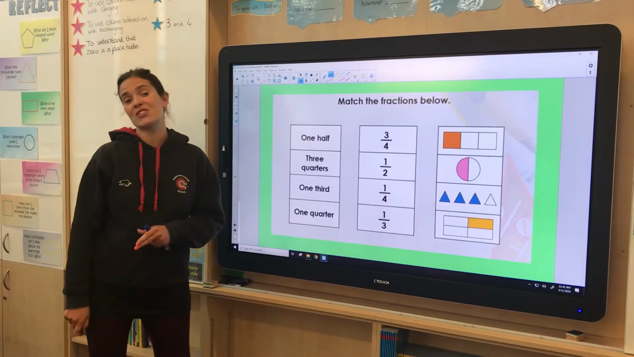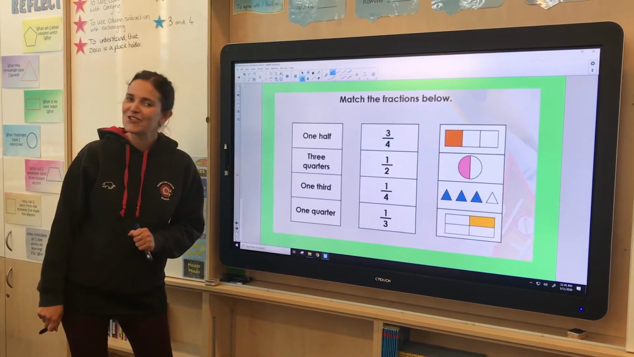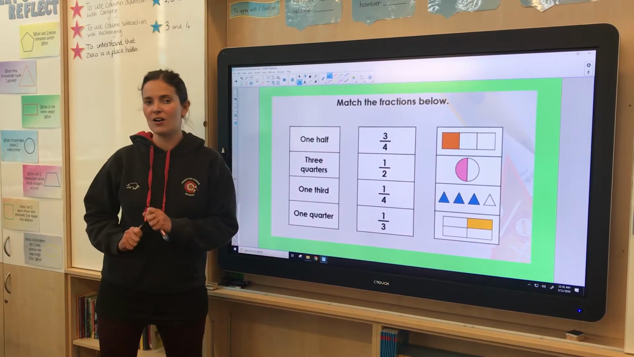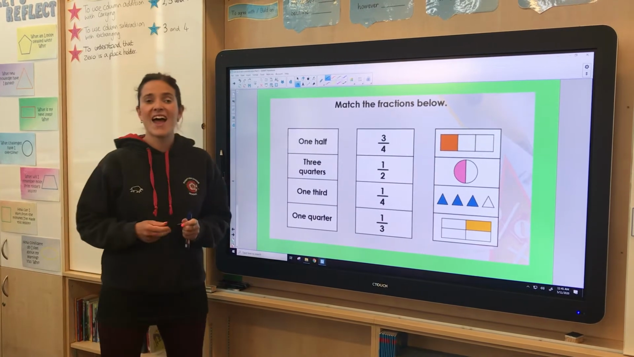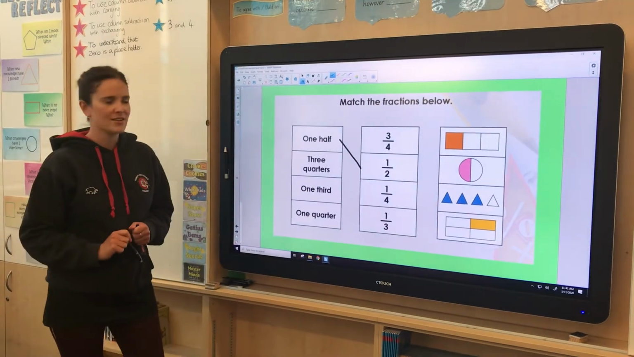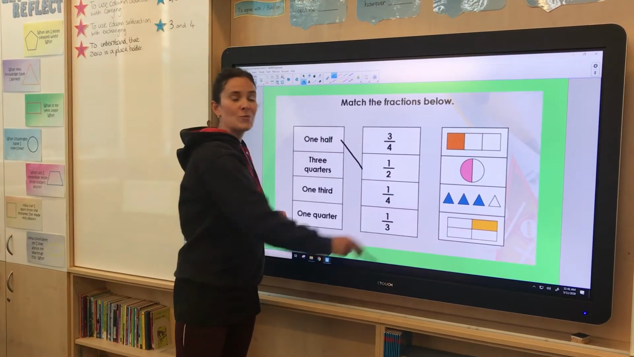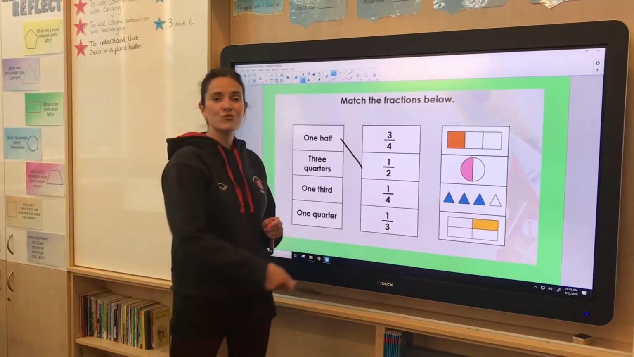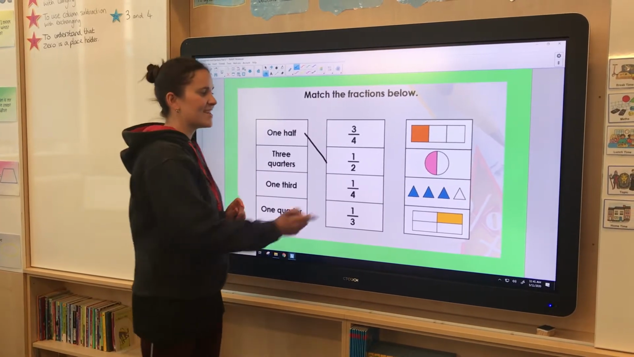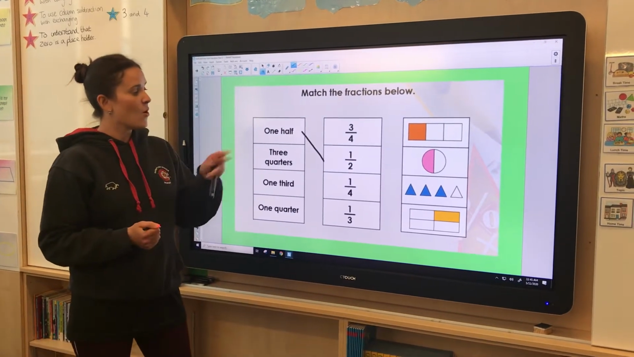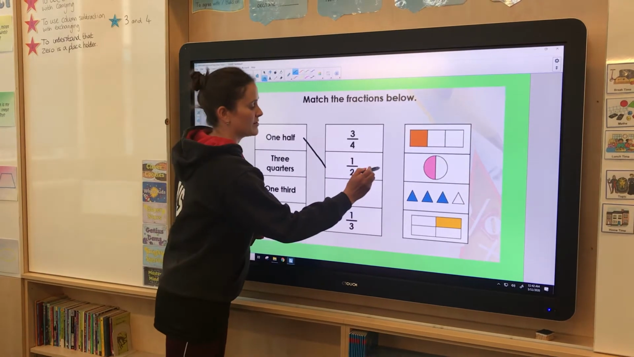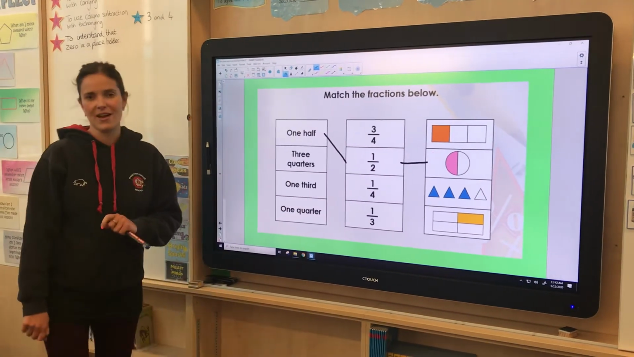Now, this is a revision from year 2, so hopefully you remember that when something is divided in half, it's divided into 2 equal parts. So we're looking for a denominator that has 2, and we can see it's down there, so we can match that up. Then we need to move over to this final column and ask ourselves, which one of these representations has been divided into 2 equal parts? We can see it is this circle here. There's 1/2 that's been coloured in pink and the other half that has been left blank in white. So that would match up like that.